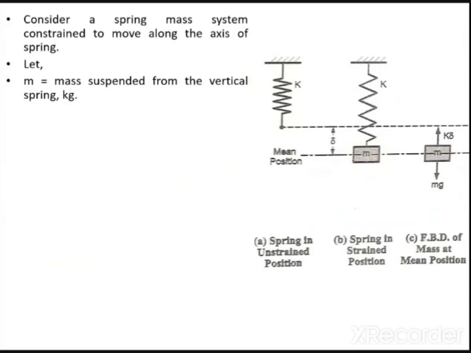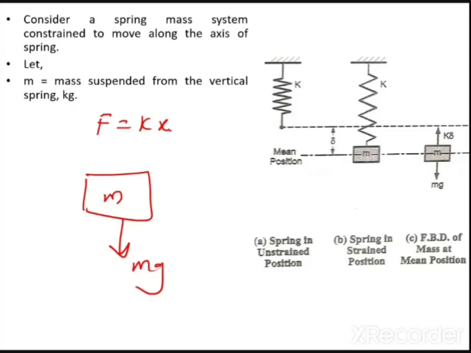Okay. Now, how will you draw the FBD? First of all, FBD means what? Let us say mass M. Now let us see how this mg acts. Mg will act downward. Okay. Now tell me, what will be the spring force? What is the spring force? Spring force F is equal to K into X. But in this case, what is X? X is nothing but del. So K into del. Now what is the direction of the spring force?